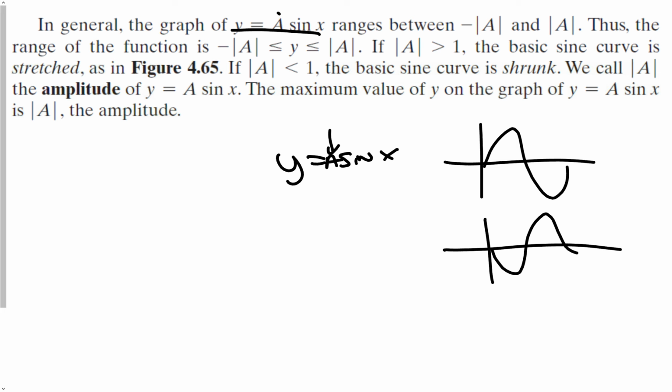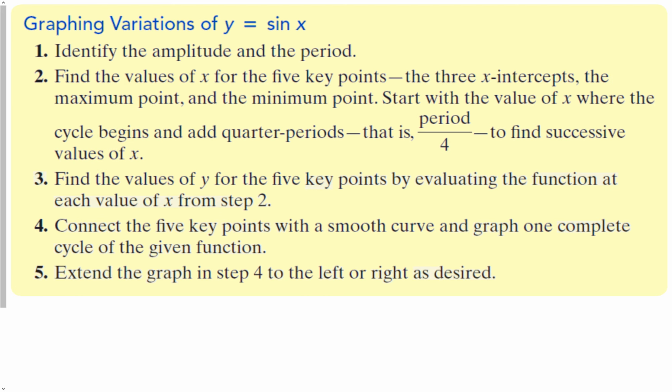So the basic sine curve, if the absolute value of a is bigger than 1, we are going to stretch the function out. And if the absolute value is less than 1, if it is a fraction, we're going to compress the function. And we call this number a the amplitude. The maximum value of y on the graph, that a right there, represents the amplitude.